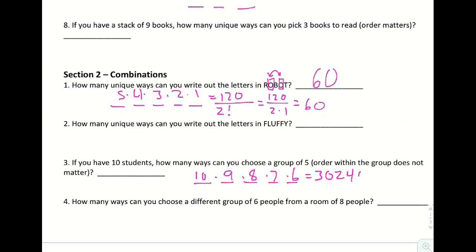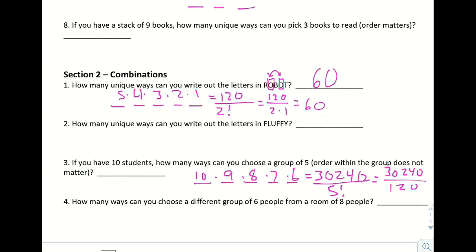So big numbers. But it says the order of the 5 students doesn't matter, so we are going to divide that by 5 factorial. And if you remember from before, 5 factorial is 5 times 4 times 3 times 2 times 1, which we said equals 120. So we're going to say that this is equal to 30,240 all over 120.